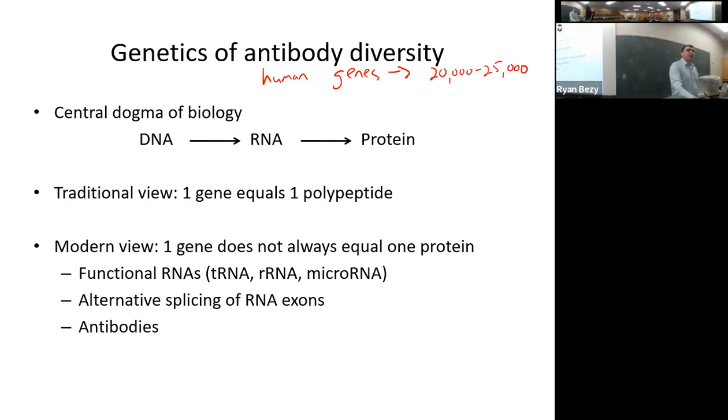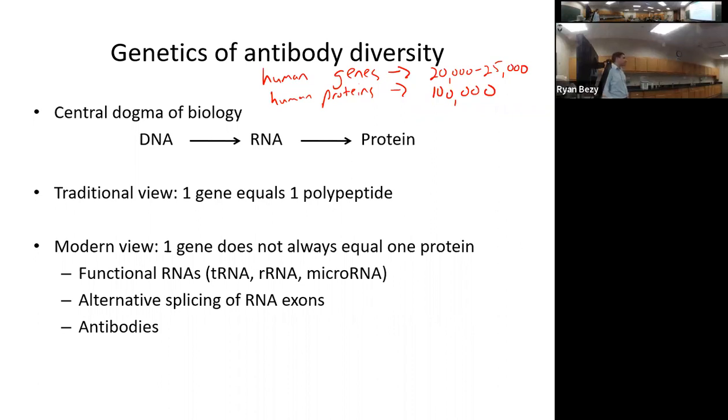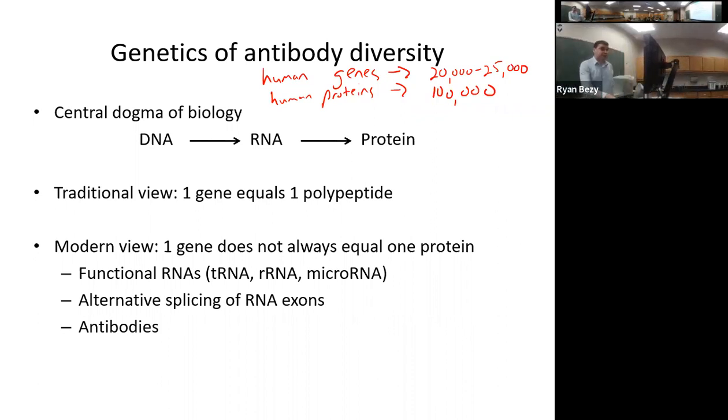Do you guys know how many proteins we can make? They look at the human proteome, so all the different proteins in our cells. They estimate there's about 100,000 different proteins that can get made. And why is that? It's because of alternative RNA splicing.